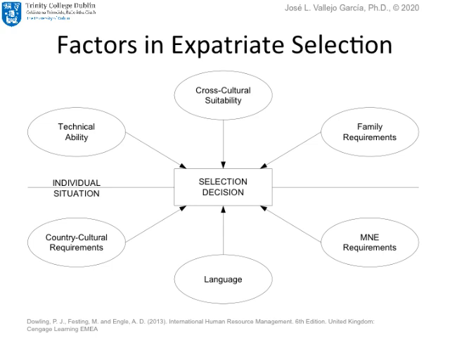And point number 3 is the family requirements. What does the family want? Do they want to have a nice house, living in a great neighborhood? What kind of school for the children, and so on? Another factor to consider is the multinational enterprise requirements. What does the company require as a company? The language requirements and the country cultural requirements. Okay, so we're going to have a look at those in detail.